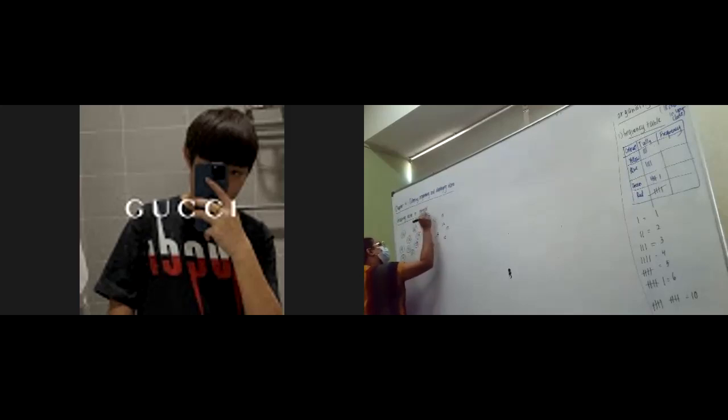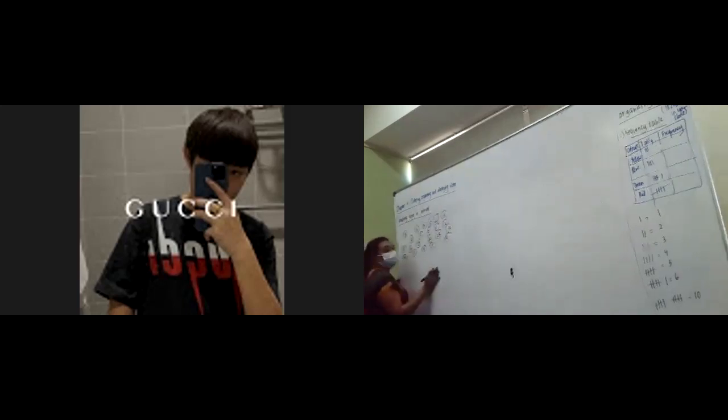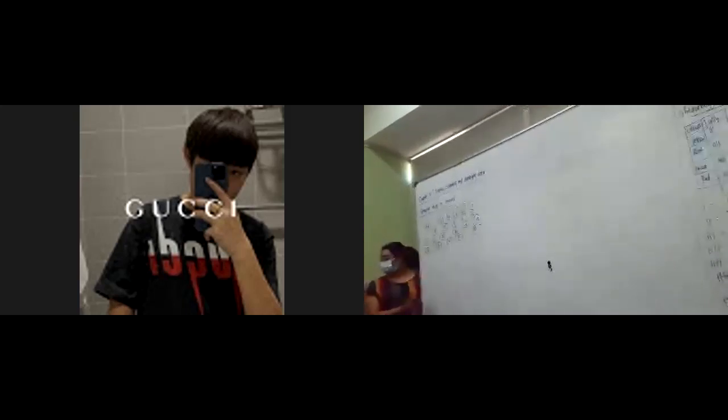Okay, you have a list of numbers here, and they ask you to group the data in intervals of 5. Intervals means a range.